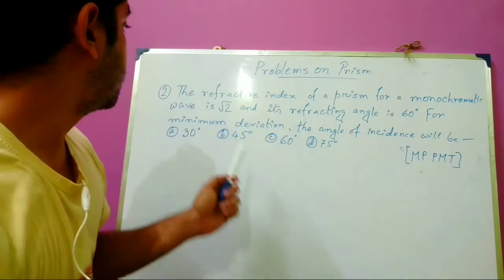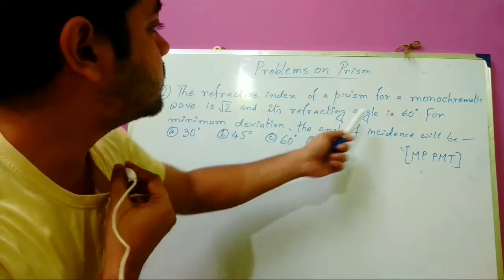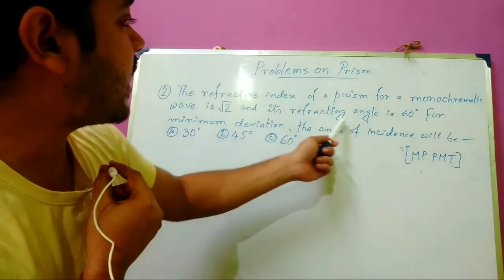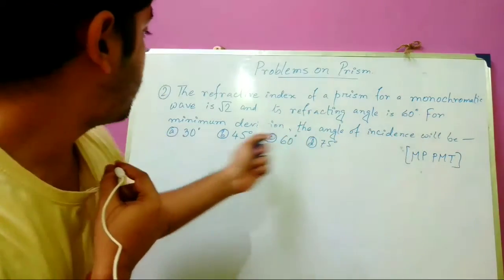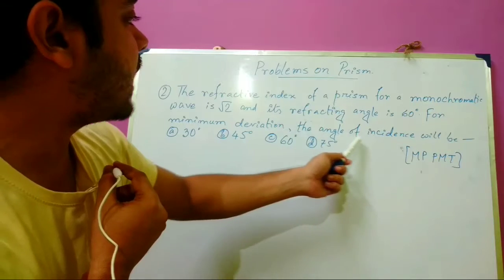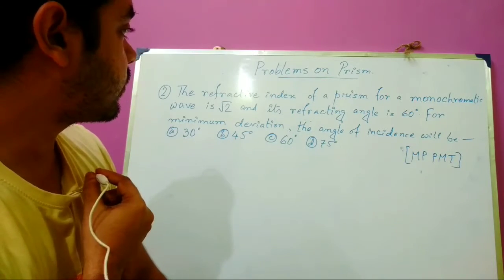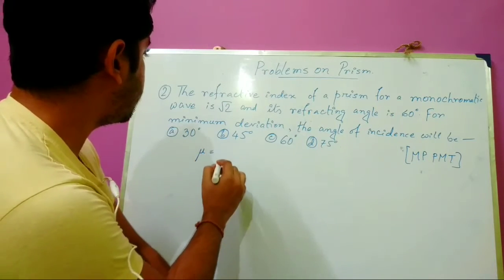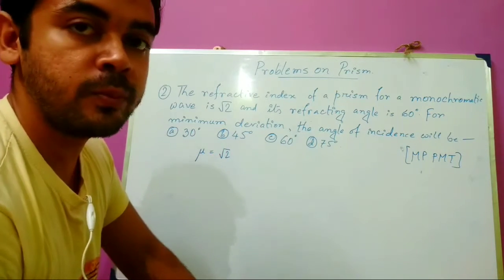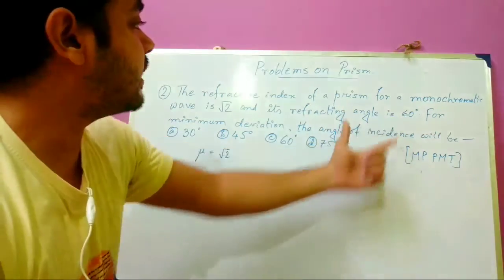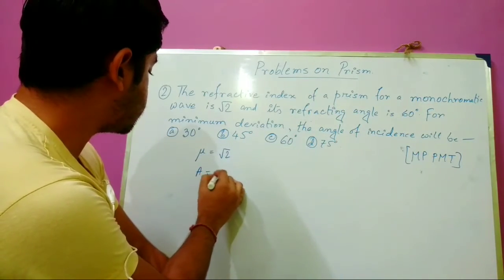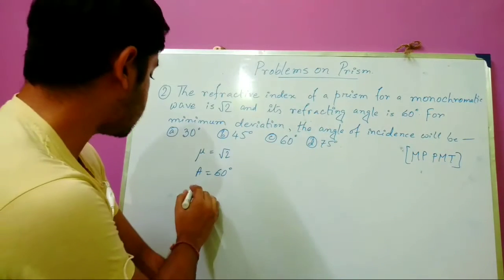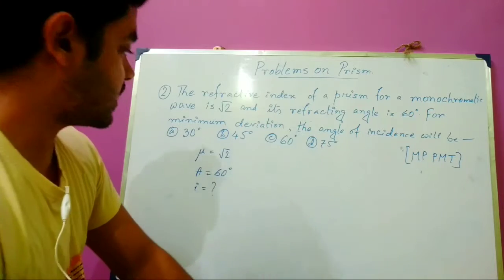Question number 2. The refractive index of a prism for a monochromatic wave is √2 and its refracting angle is 60 degree. For minimum deviation, the angle of incidence will be? Okay, in the question, the value of refractive index mu is given as √2 and the refracting angle is given as A is 60 degree. For minimum deviation, the incident angle is asked, I equal to question mark.